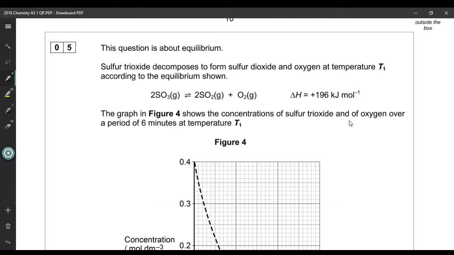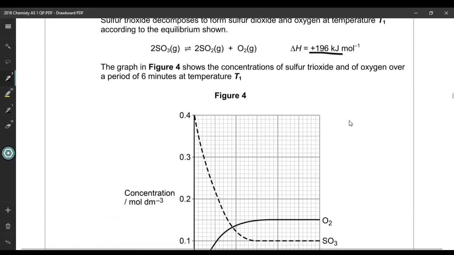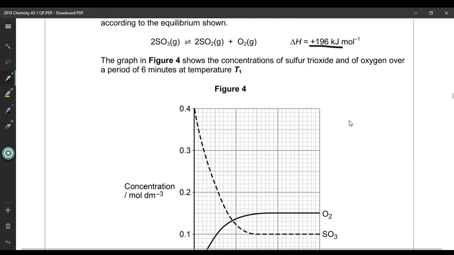So question 5 is about equilibrium. We've got this decomposition between sulfur trioxide and sulfur dioxide and oxygen. We've been given delta H. We can see that it's a plus value, so we know that this is going to be endothermic, and that's going to be important for later in the question. The graph in figure 4 shows the concentrations of sulfur trioxide and the oxygen over a period of 6 minutes at temperature T1.